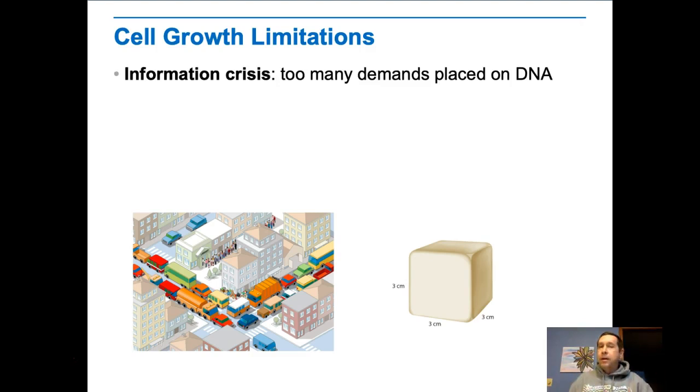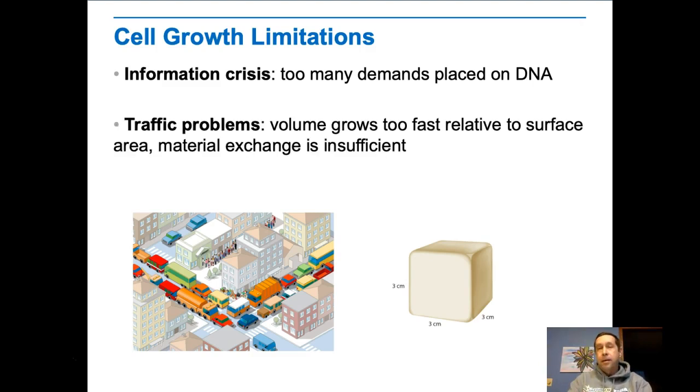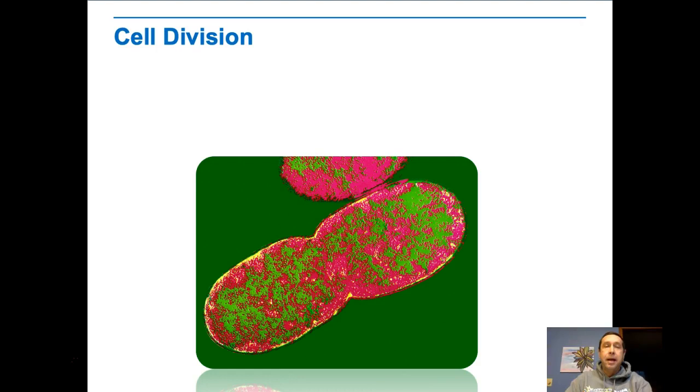So again, we talked about DNA. The amount of DNA doesn't change, so as the cell gets bigger, it needs more proteins and things, and it puts too much demand on the DNA. We talked about the volume growing relatively fast compared to the surface area. So the area to exchange materials, nutrients in, waste products out, is insufficient at some point, and that's what limits how big the cell can get.